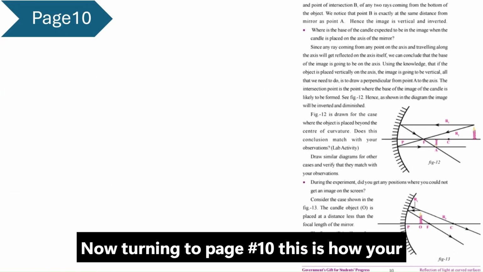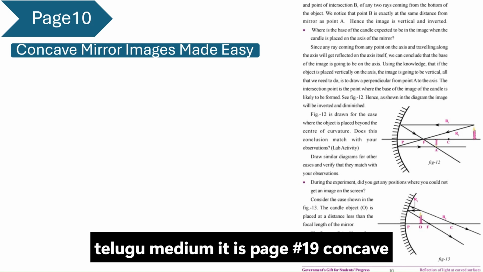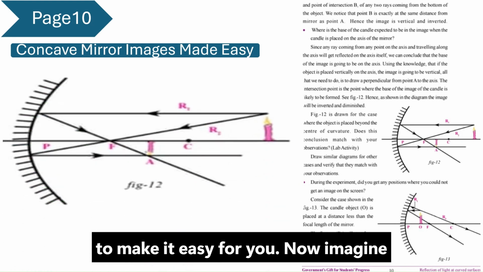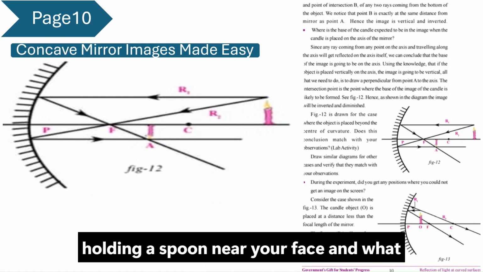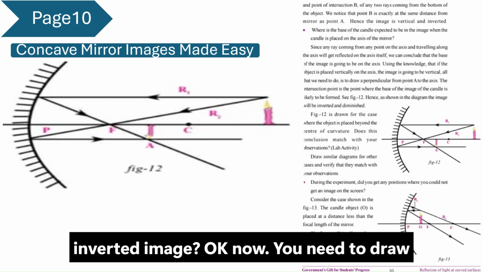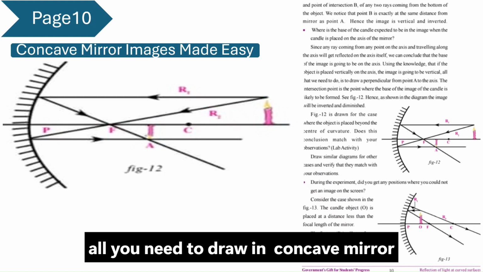Now turning to page number 10, this is how your page looks in Urdu medium and Telugu medium. It is page number 19, concave mirror image. Now this is what I'm going to make easy for you. Imagine holding a spoon near your face. What will you see? You're going to see an inverted image. Now you need to draw 3 rays, one rule of the base that all you need to draw a concave mirror image.